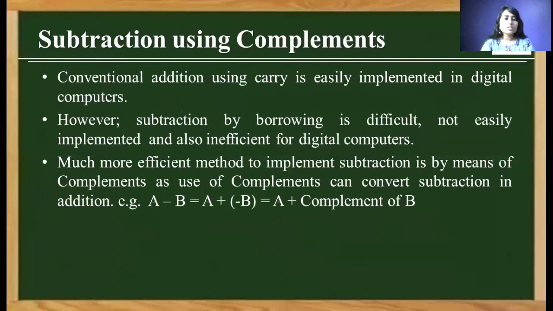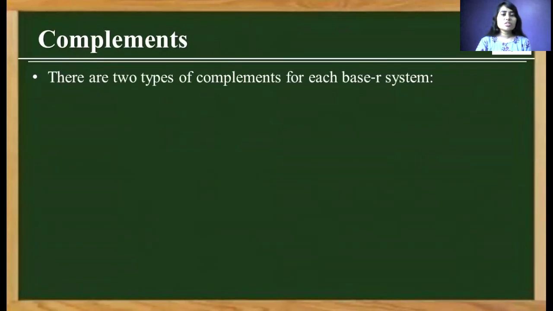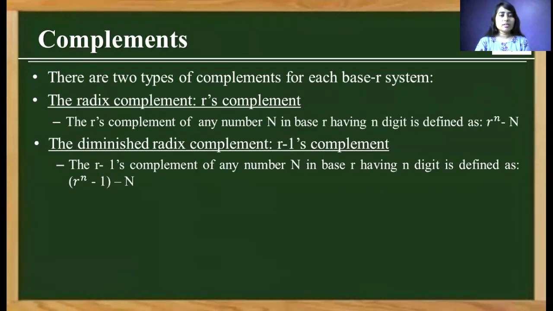So let's take a quick review of complements. There are two types of complement for each base R system: R's complement and R minus 1's complement. The R's complement of any number n in a base R having n digits is defined as R raised to n minus n, and the R minus 1's complement of any number n in a base R having n digits is defined as R raised to n minus 1 minus n.